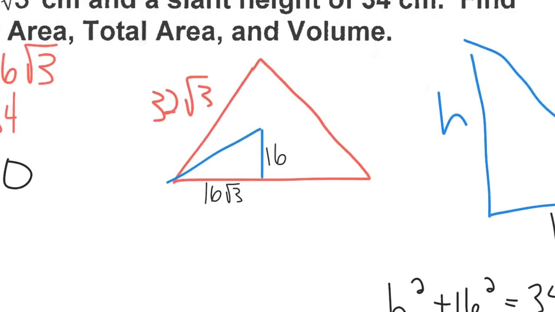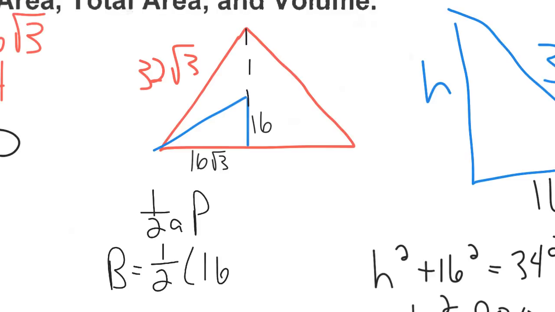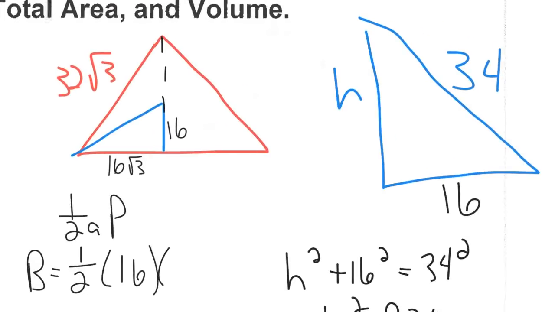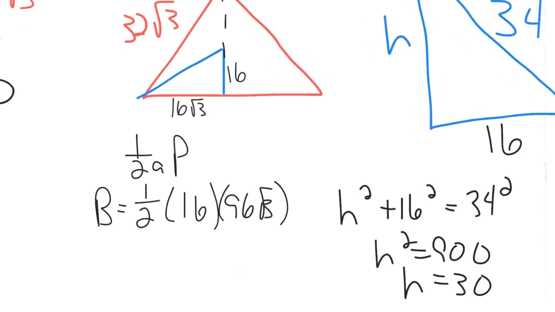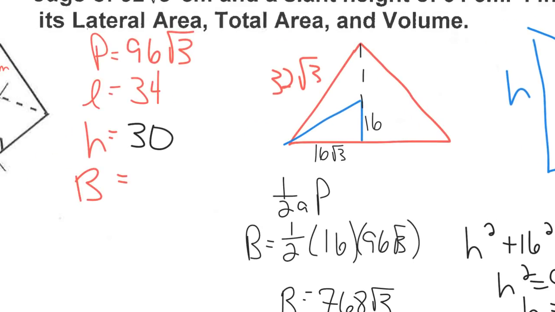Now, the same thing happens as last time. I could use 1/2 base times height, but I know that any regular polygon can also be found with 1/2 AP. So I'm going to use that to find big B again, since we have those. That's 1/2 times 16 times 96 square roots of 3. If I work that down, I ended up getting 768. It's a big old number, square roots of 3 for my big B. So 768 square roots of 3. So again, once you get that stuff done, everything's pretty easy.